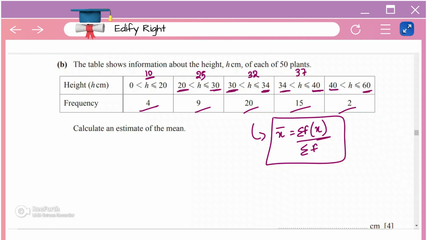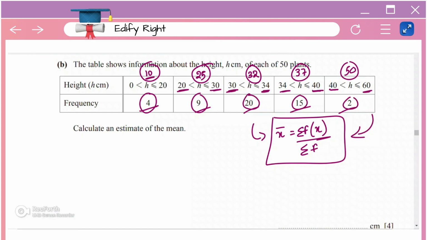And between 40 to 60, that is 50. So now I got my values for h for each box, and I have corresponding values for f for each box. All I have to do is just use this formula and try to find out the mean.